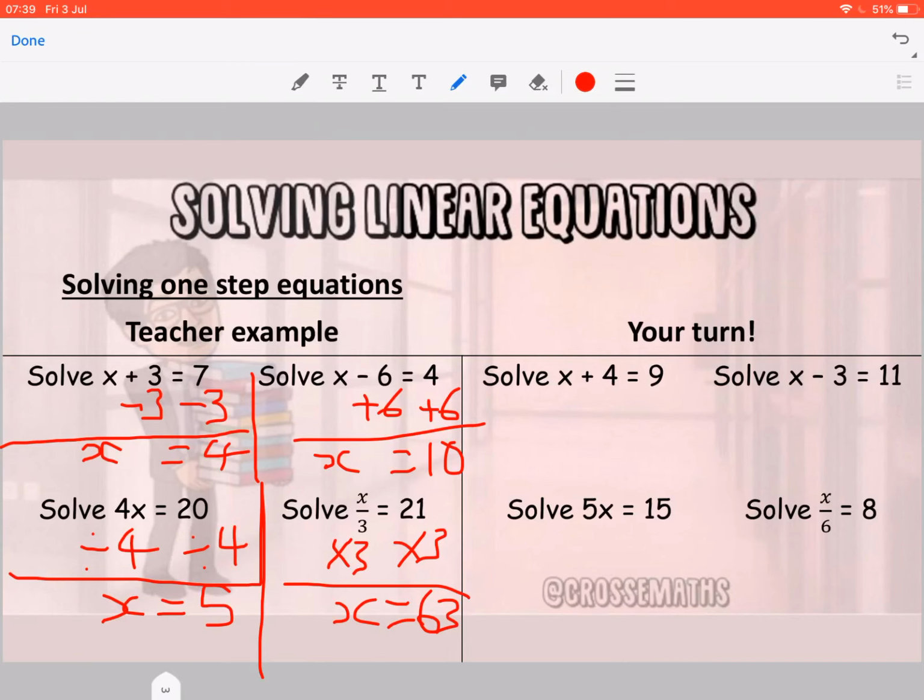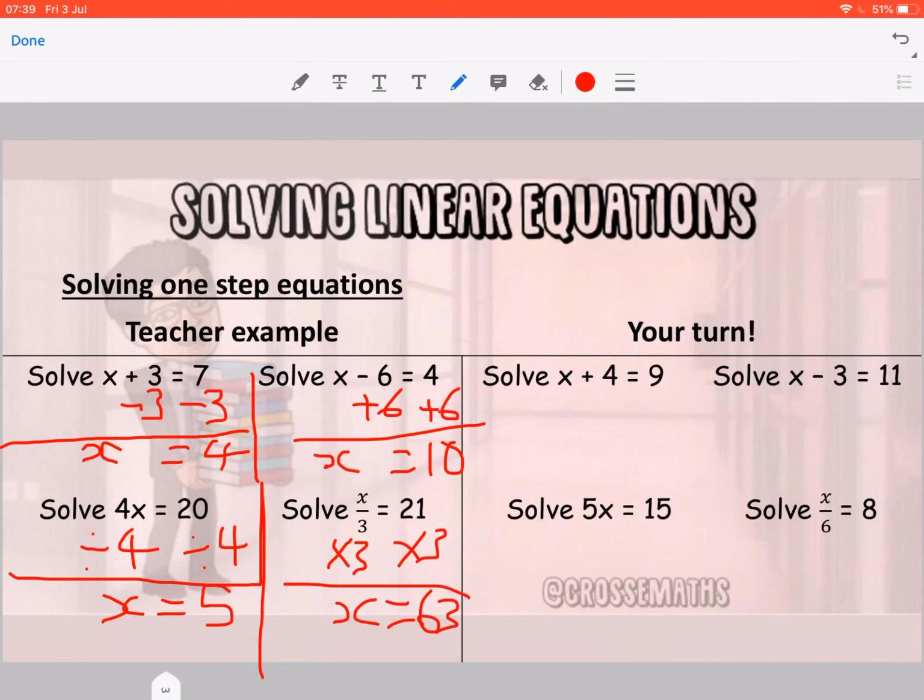Right then, hopefully they're all done, following the same steps that we've just done. If you haven't finished them yet, keep the video paused and finish off the ones on the right-hand side. Can you make sure the examples on the left are written down as well? So, on the right-hand side, I've got x plus 4 equals 9, and x minus 3 equals 11.